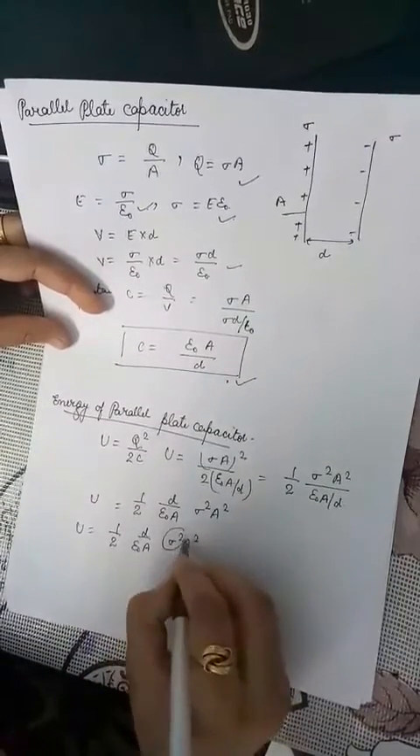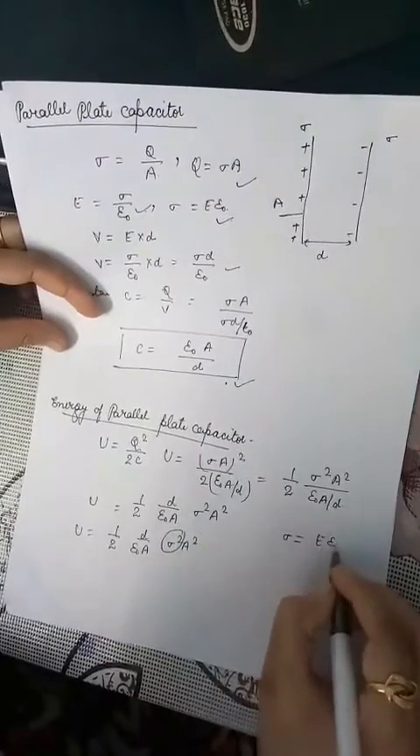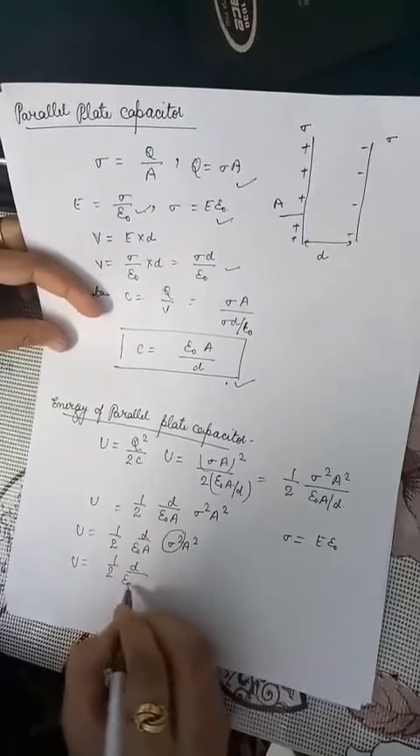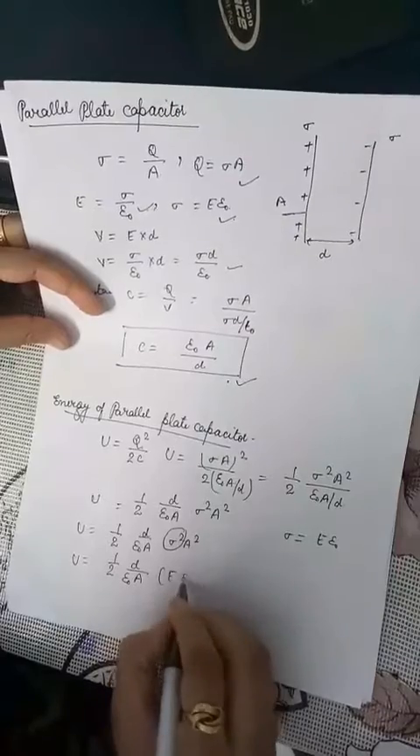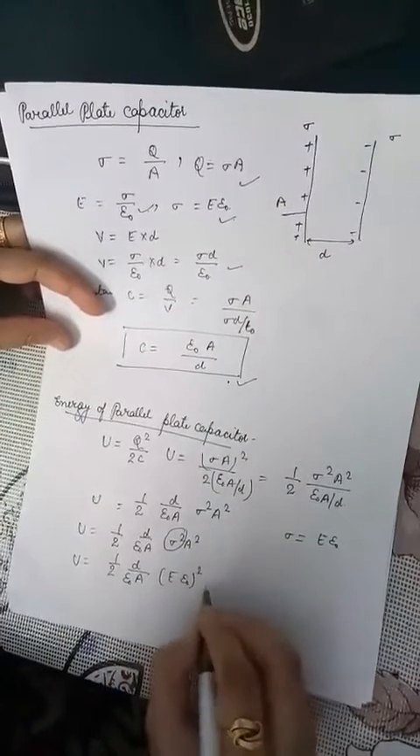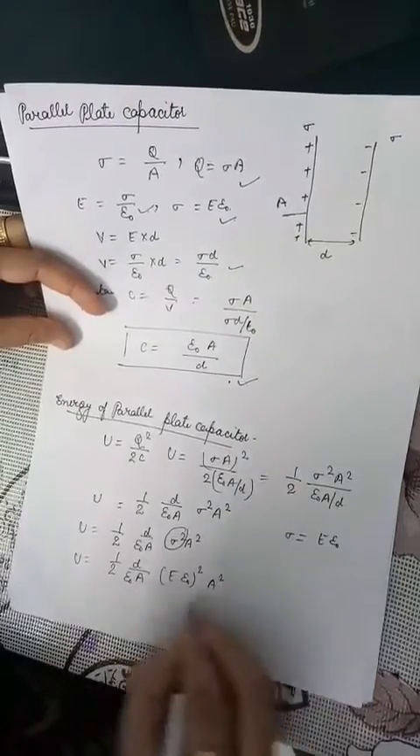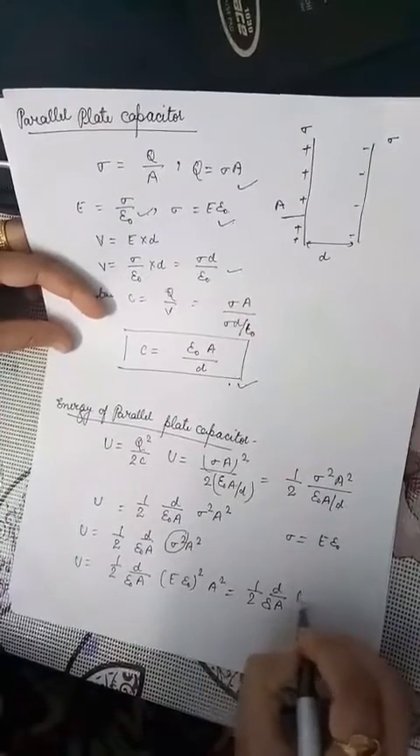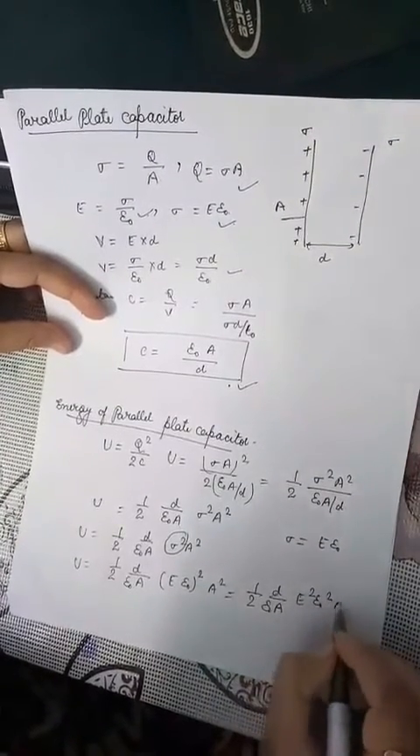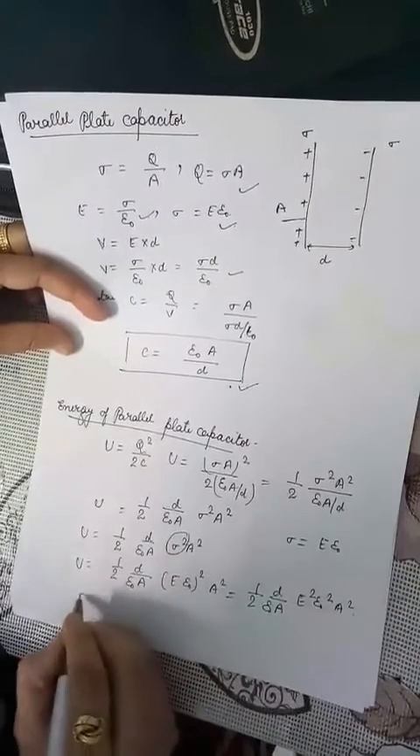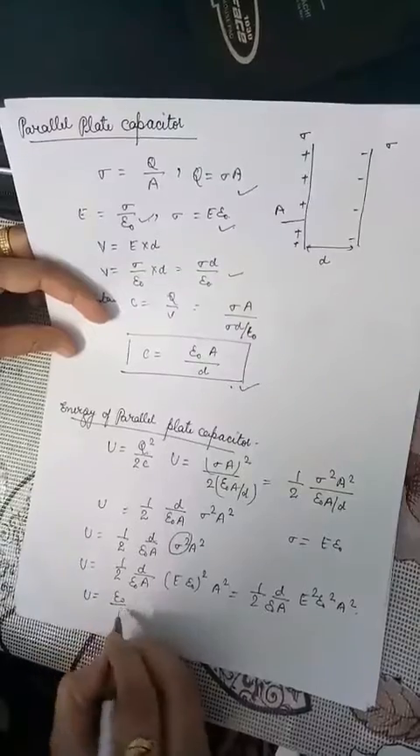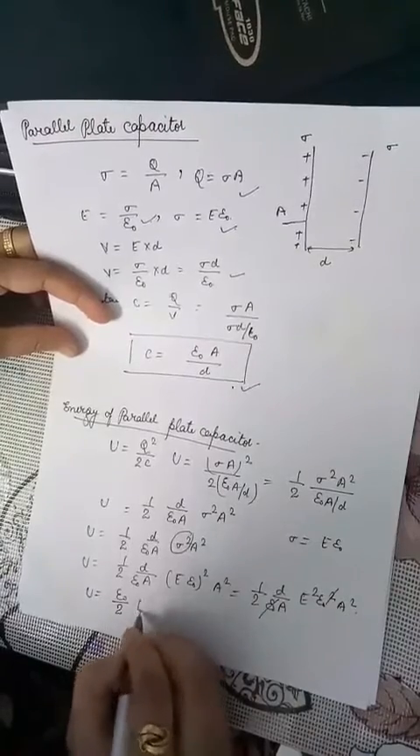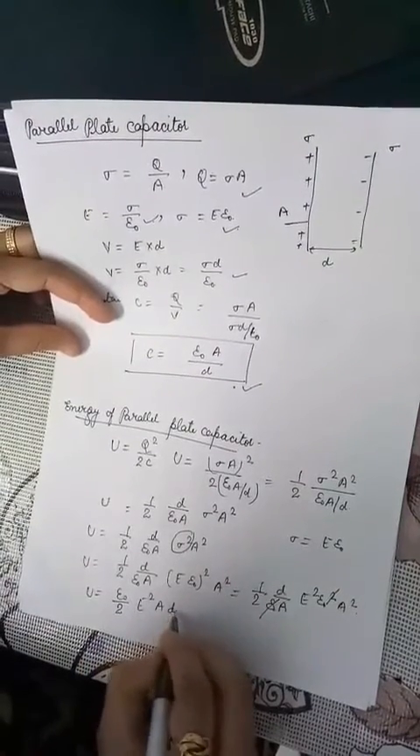We will put the value of sigma equal to E epsilon naught. So U will be half D over epsilon naught A, E epsilon naught whole square A square. So it will become half D over epsilon naught A, E square epsilon naught square A square. Epsilon naught will cancel out, so we can write epsilon naught over 2 E square A D.